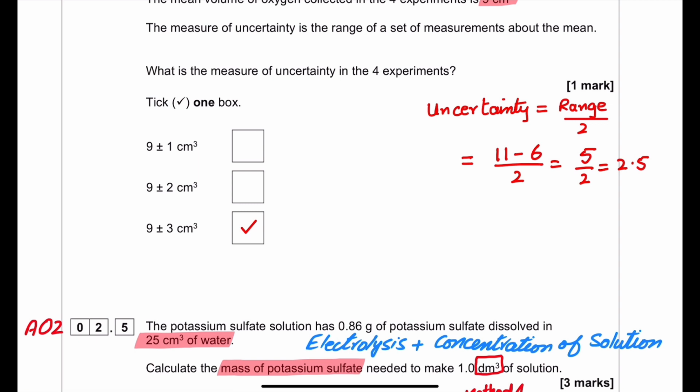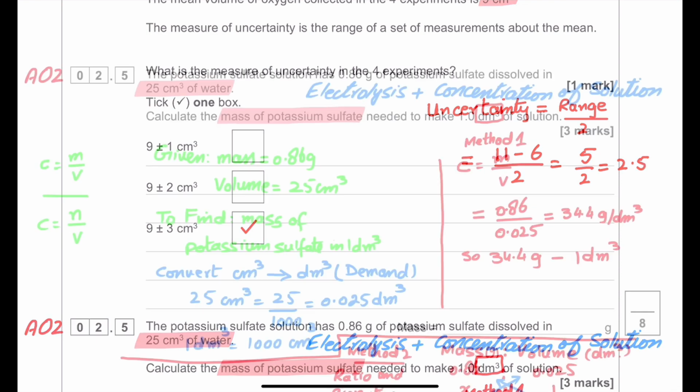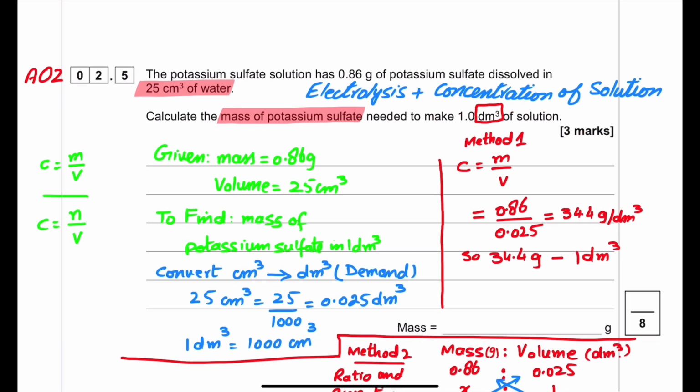Let's see what values are given and what is a possible answer. In this question, we have the mass, 0.86 gram of potassium sulfate. The volume of the water is given as 25 cm³. We need to find the mass of potassium sulfate dissolved in 1 dm³ of solution. So we need to convert cm³ into dm³. We are converting a small unit into a bigger unit. Therefore, we need to divide 25 by 1000 to convert 25 cm³ into dm³.